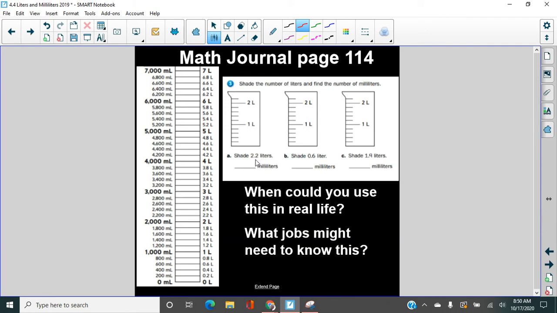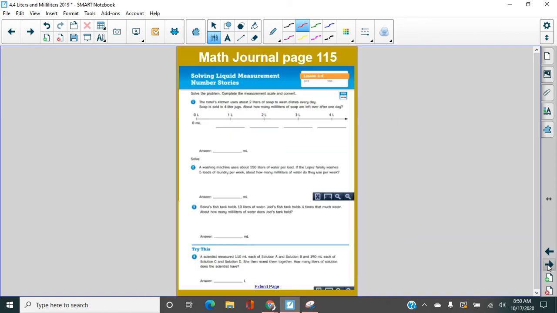All right, so 2 and 2/10. Well, we're going to be shading up to past the 2. 2 and 2/10 is more than 2, right up to here. And looking over at our line, we got up to this point right here. So how many milliliters is that? What are you thinking right now? How many milliliters do you think that is? 2,000. Okay, and then the 2/10, if you look at our scale, is worth 200. 2,200. And so you've got some other ones to look at there on number 3.